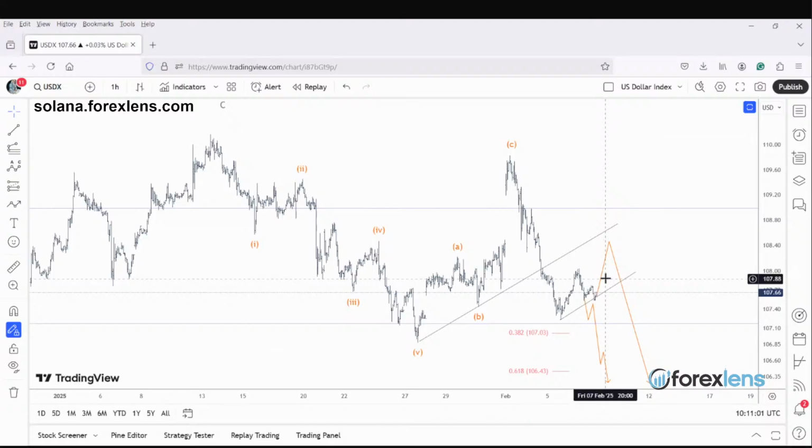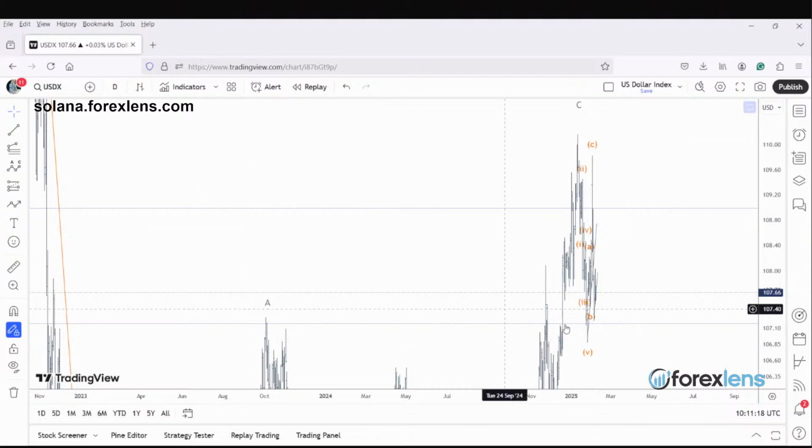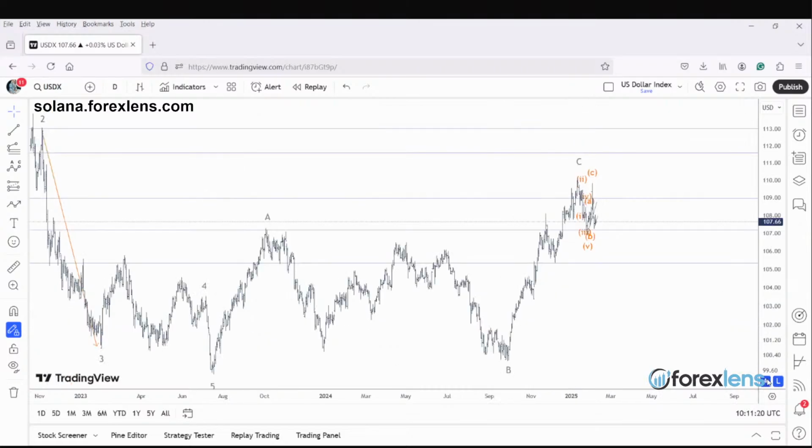So right now we have 107.66 already, and if it continues to drop lower, we are well poised to reach around 106.40 going forward. You know what? Dollar index is seriously preparing itself for a large degree reversal, a bearish reversal. And it's good that we've gotten in dollar index right from the beginning.